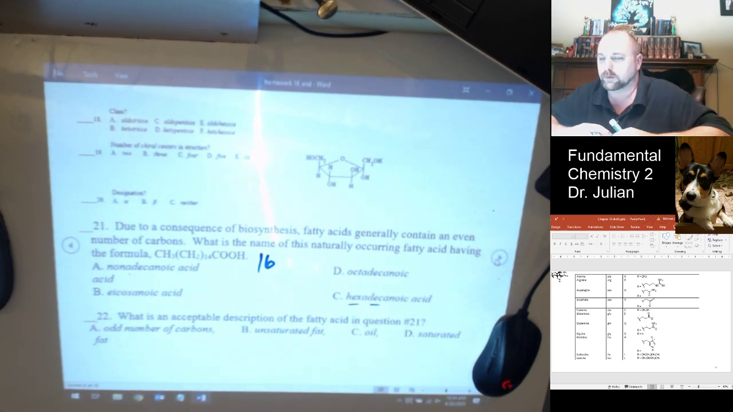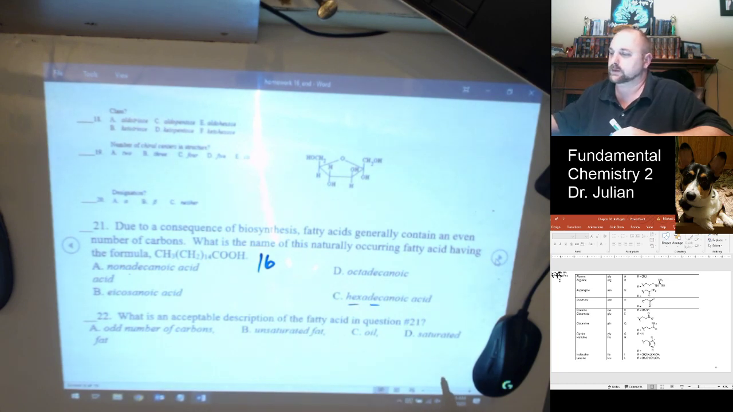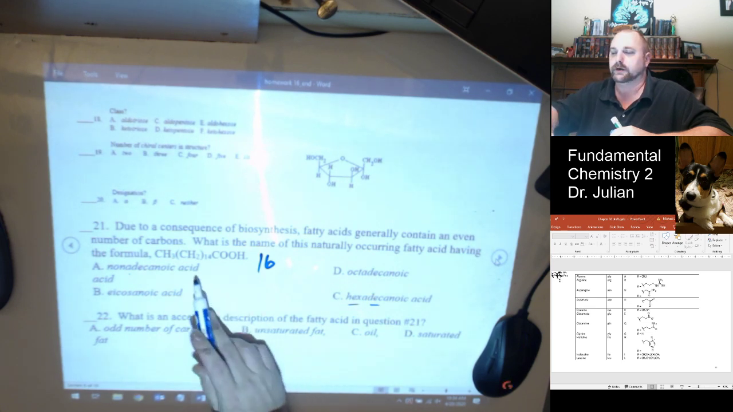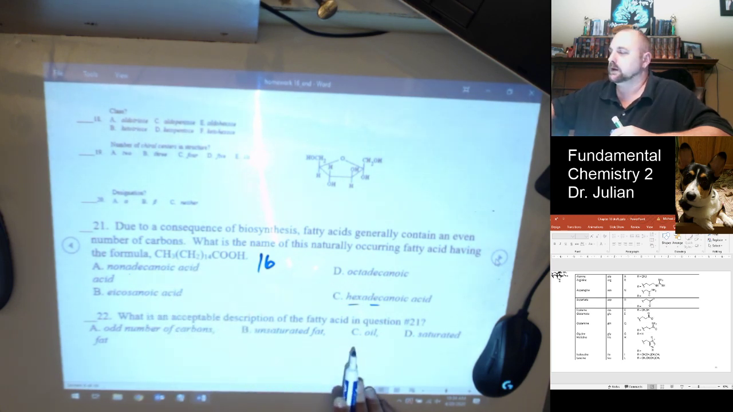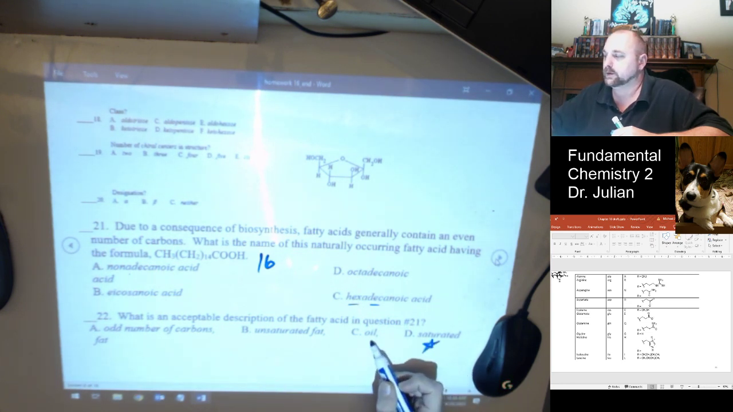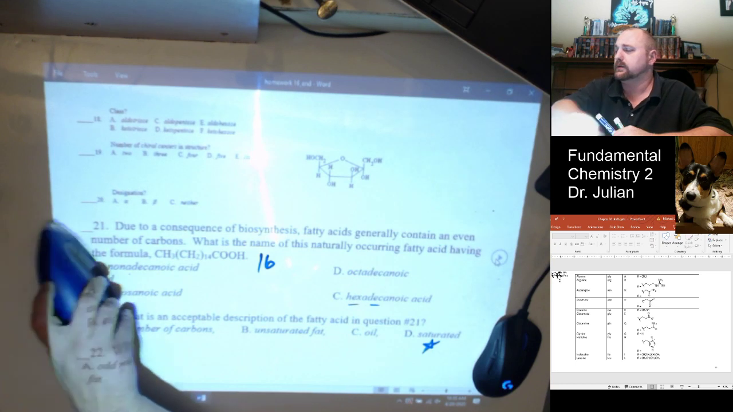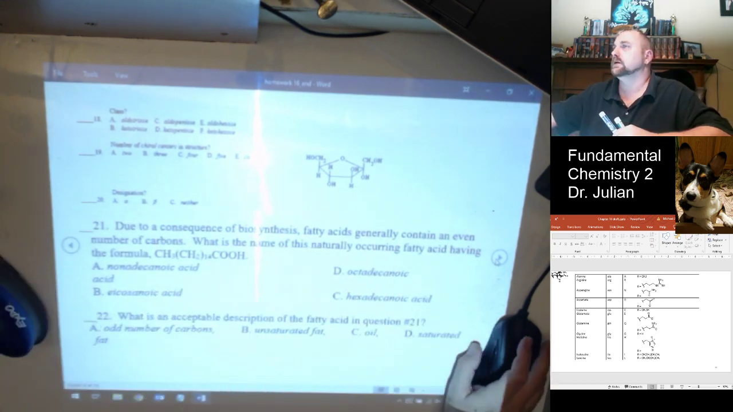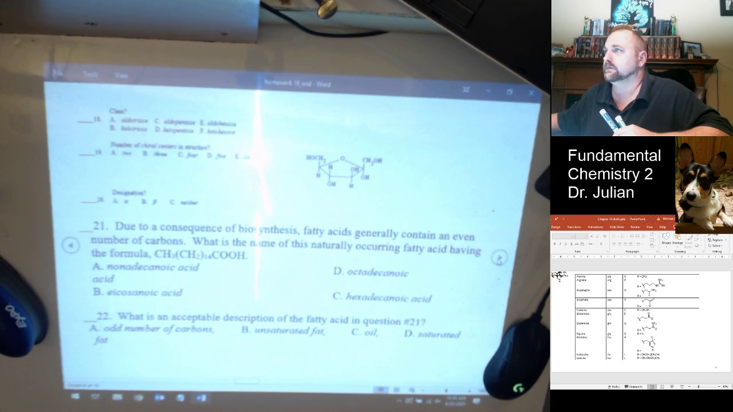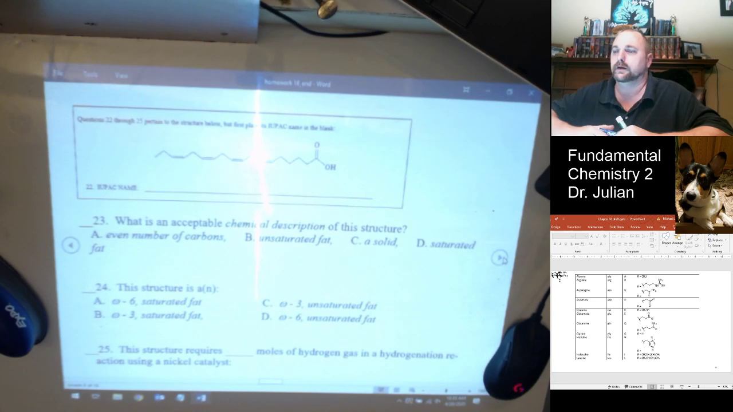So if I'm looking at that, how would I describe it? Does it have an odd number? No. Is it unsaturated? Does it have any double bonds? Well, nope. They're all CH2s. So nope, it's saturated. Now oils. Okay, so we got oils. We're going to see polyunsaturated, and usually we say it's polyunsaturated. Sometimes you can get by with monounsaturated, but saturated fats.